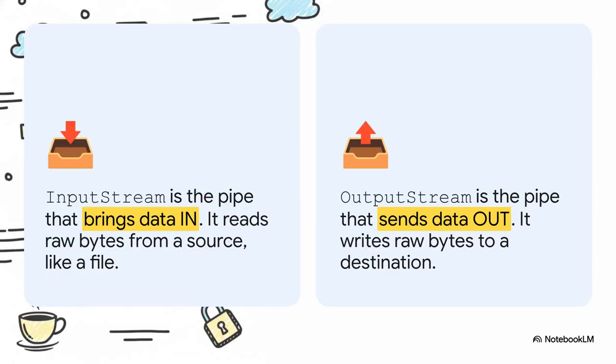Now, in our little plumbing system, data can only flow two ways, in or out. Super simple. An input stream is your inlet pipe. It brings data into your program. An output stream is your outlet pipe. It sends data out of your program. These are the two fundamental directions. And just so you know, while byte streams are the foundation, Java also has a whole other set of pipes called character streams for dealing specifically with text. But for now, let's just stick with the basics.